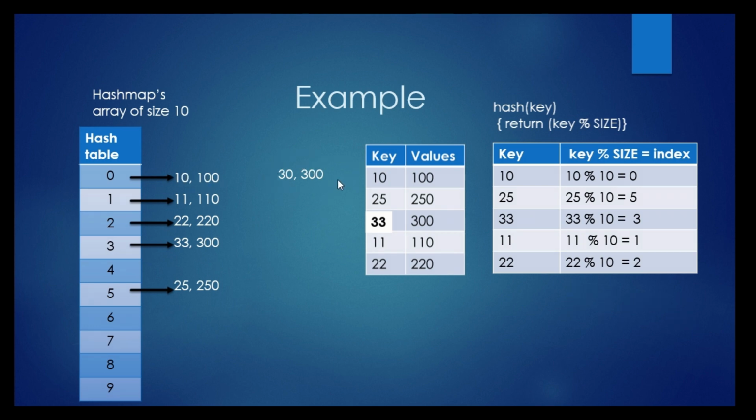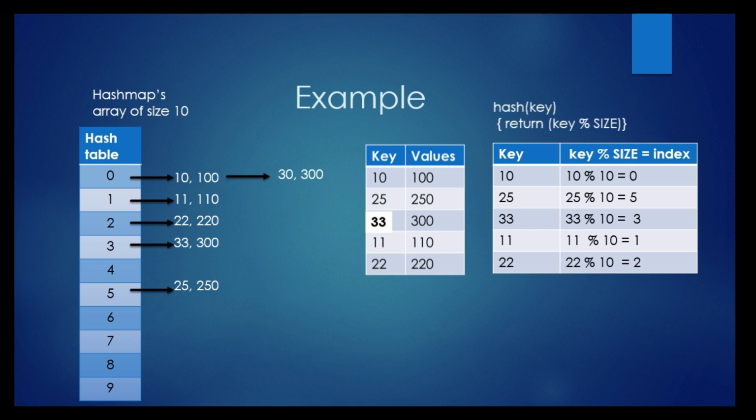To solve this collision, we are going to create a linked list. Our linked list will have a pointer that points to the next. So our first value will be 10 and 100. Then if two key value pairs have the same index, we're going to create a pointer where the new key value pair is going to be appended. Our key value pair is going to be appended to the existing one. It is not going to replace the existing one.